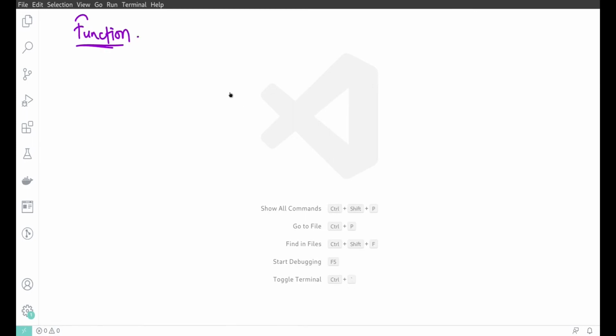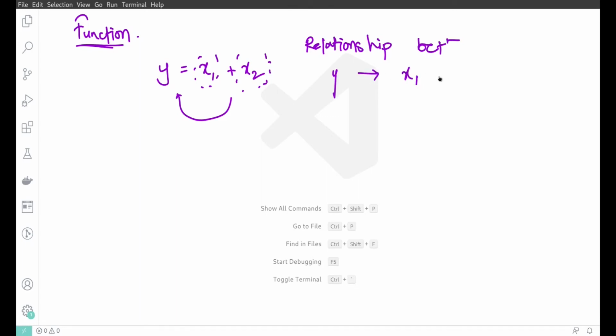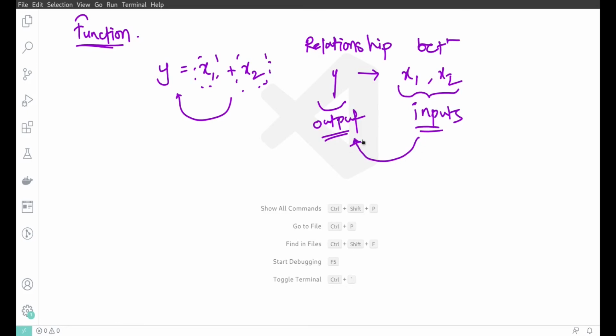But before that, let us take one simple equation, y equals x1 plus x2. Now from this equation, what we can see is that if we have the values of x1 and x2, then we can calculate y. So there is some sort of relationship between y and x1 and x2. In simpler terms, we can say that x1 and x2 are our inputs and y is our output. So the function is basically a relation between input values and output values.